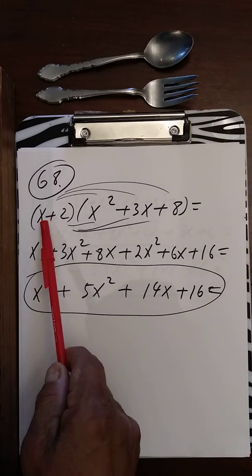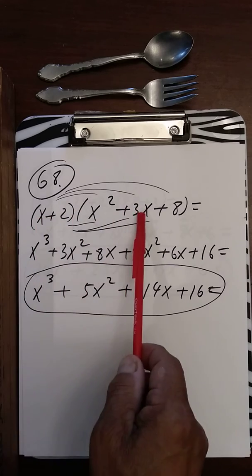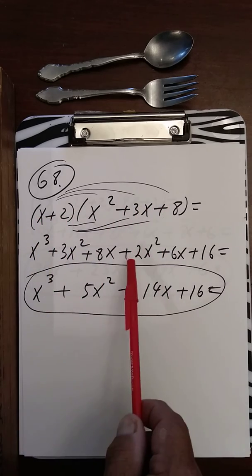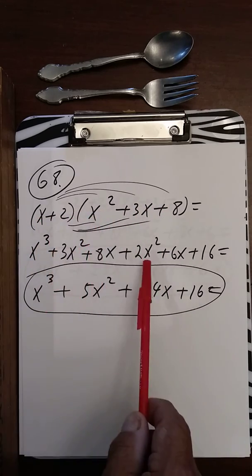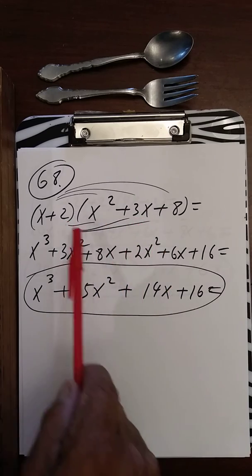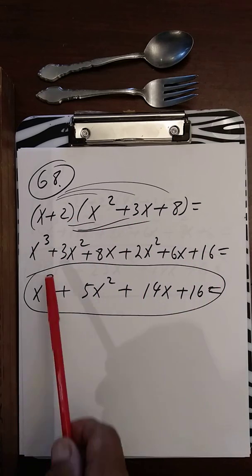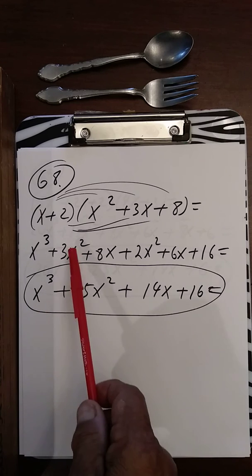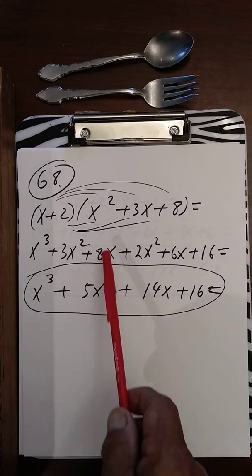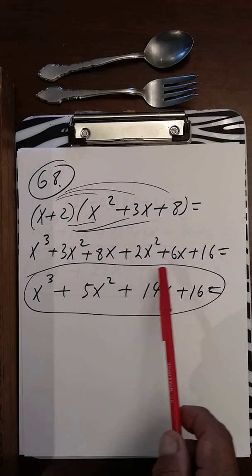It's just this one. x times x squared is x cubed. x times that one is 3x squared. x times that one is 8x. 2 times that is 2x squared. 2 times that one is 6x. 2 times 8 is 16. Cube it, that's all there is. Square and square is that one. 8 and 6 is this one. And 16.